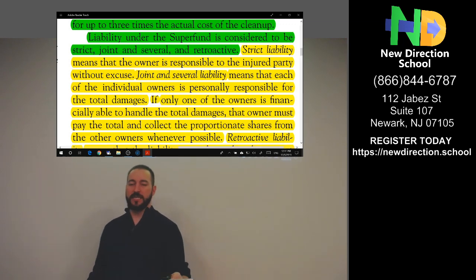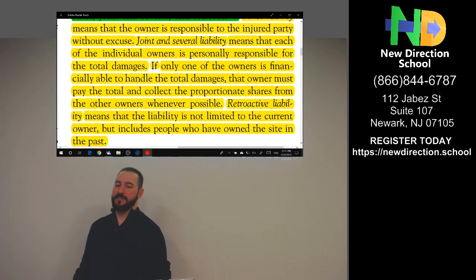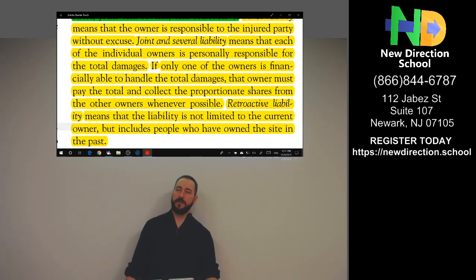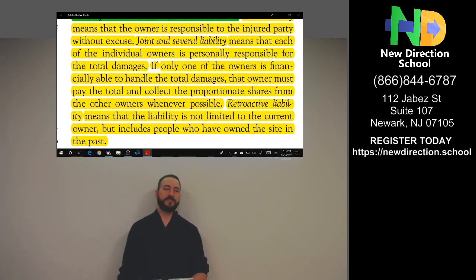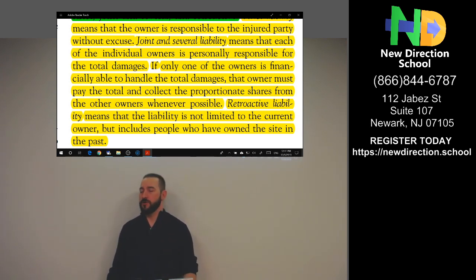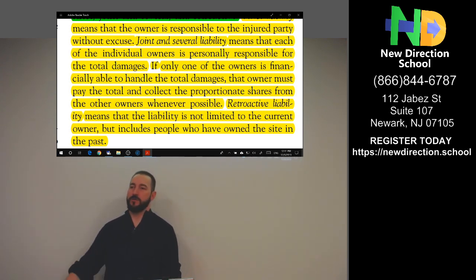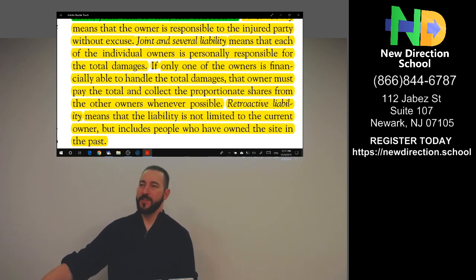And retroactive means the liability is not limited to the current owner. It also includes people who have owned the site in the past. So you can go after previous owners if it was caused before your ownership. Crazy, right? Who wants to be a homeowner? Yeah. No, not anymore? Well, here's good news.